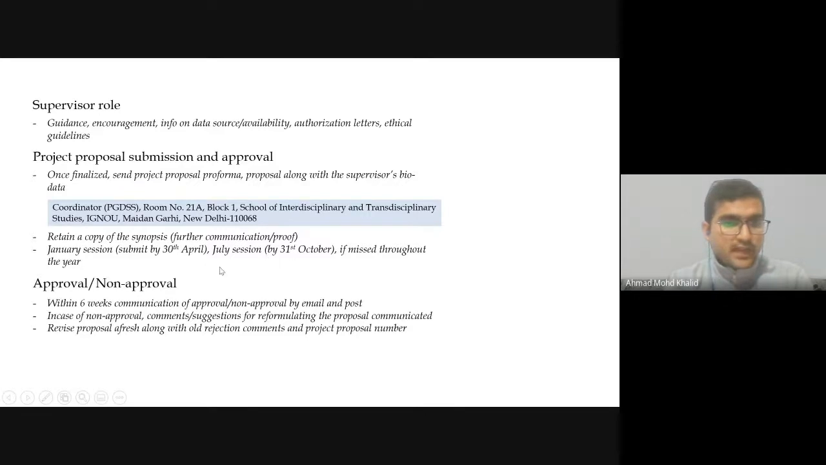And there are 2 times when the project proposals are submitted. For January session it is submitted by 30th April, for July session 31st October, and rest you can submit throughout the year. And as I said, it can be approved and it may not be approved. So you will be communicated by email and post within 6 weeks. In case of non-approval, some comments and suggestion will be given from IGNU, and you can revise that again, go through the same procedure. So that was regarding your project proposal, the first step.